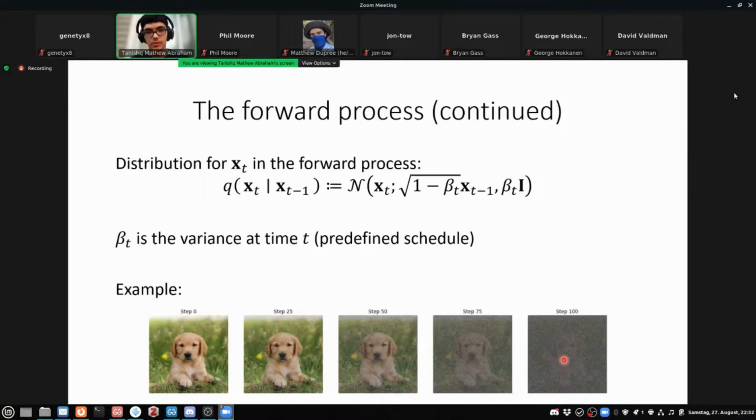So that is the forward process. Hopefully that makes sense. If there's any confusion about the forward process, please let me know now.